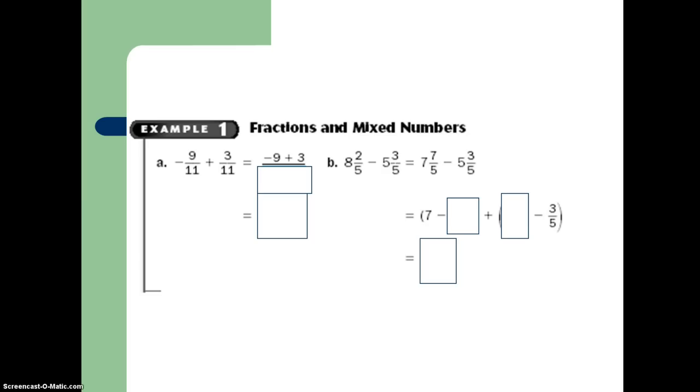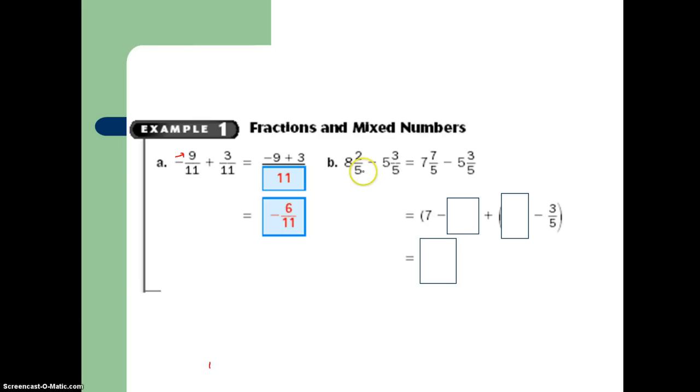For example 1, you have negative 9 elevenths plus 3 elevenths. Take the negative and place it above the fraction bar with the 9. So now you have negative 9 plus 3 over 11. Negative 9 plus 3, remember you subtract, is negative 6 over 11. And again, it doesn't matter where you put the negative as long as there's only one negative.